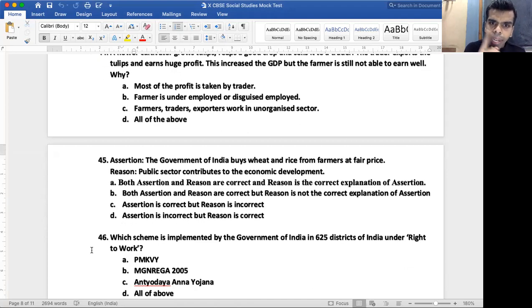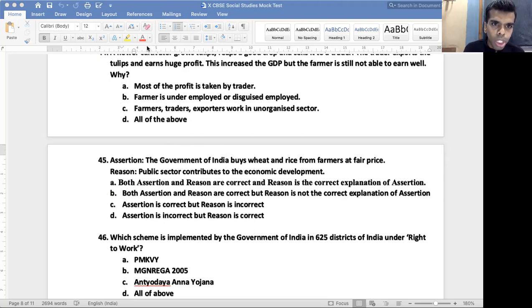But you tell me, government of India buying wheat and rice at fair price and public sector contributing to economic development. How are they interrelated? So in fact, assertion and reason both are correct individually, but you can't say reason is the explanation of A. So what will be the answer this time? This time the answer will be option B. Both assertion and reason are correct, but reason is not the correct explanation of assertion.